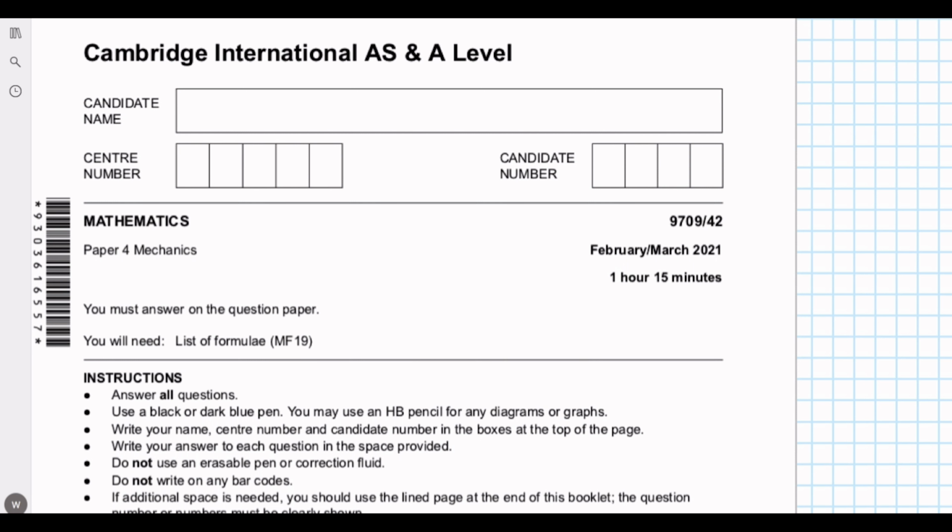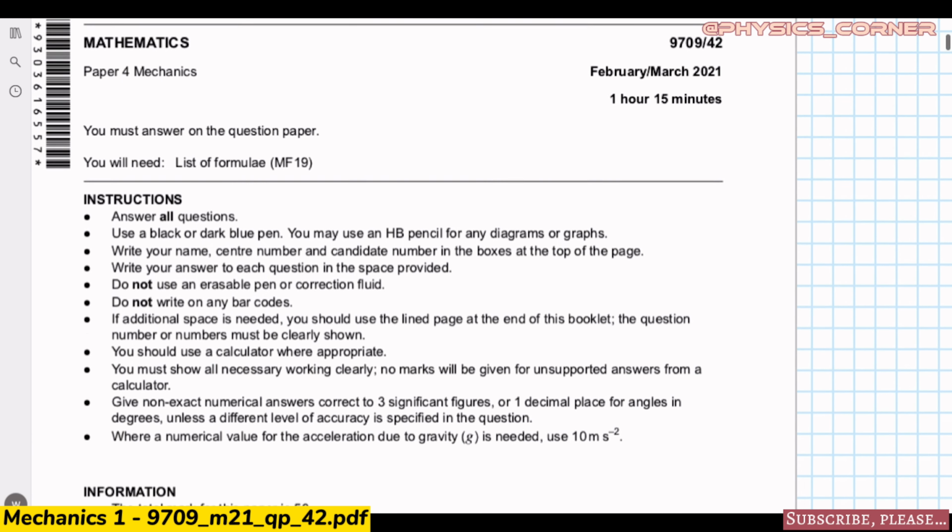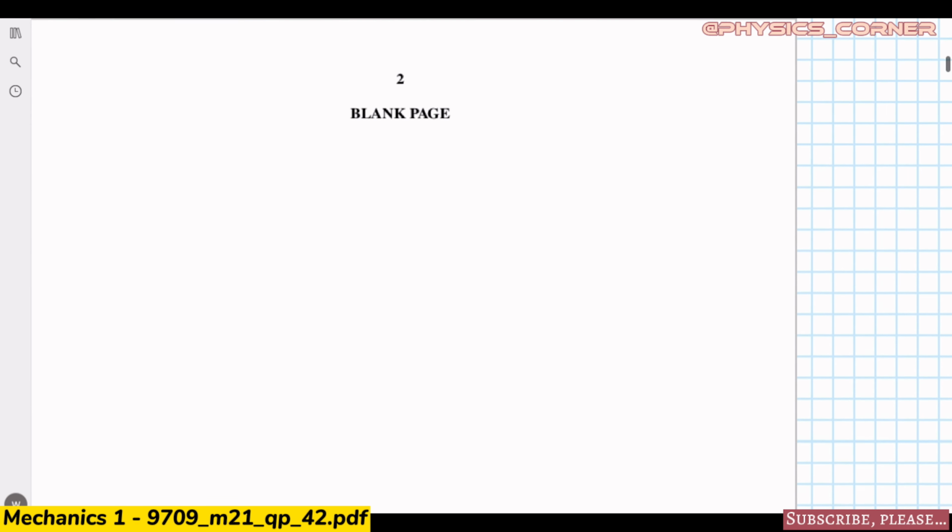Today I am explaining and discussing Mathematics Paper 4 from the February March 2021 session, syllabus 9709/42. This is Paper 4, Mechanics. We have 1 hour 15 minutes, and there are about seven questions. Let me check them one by one.